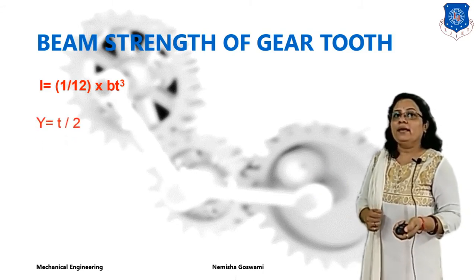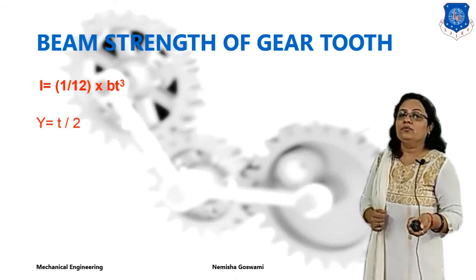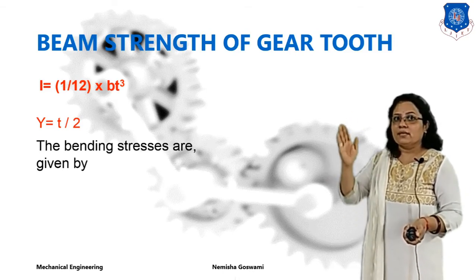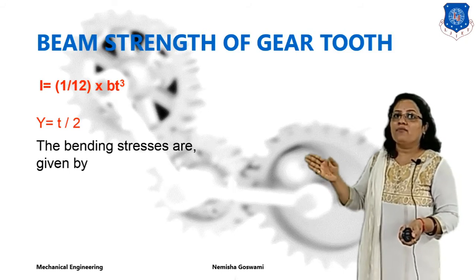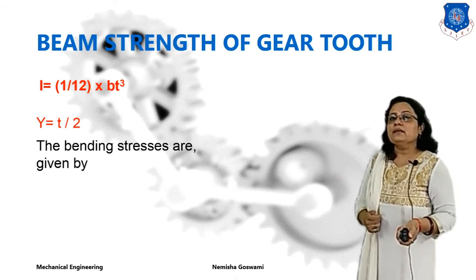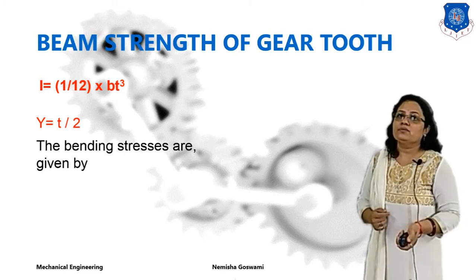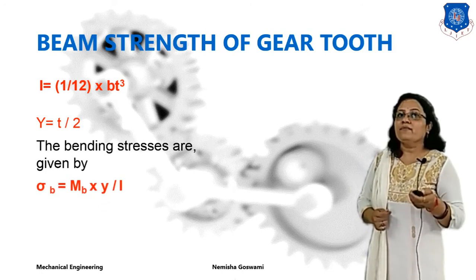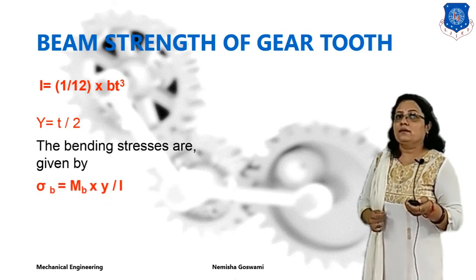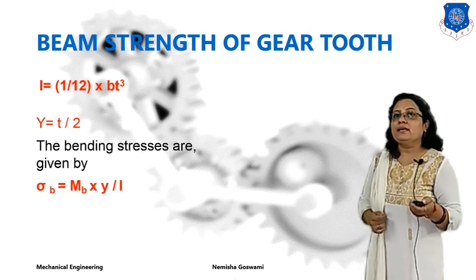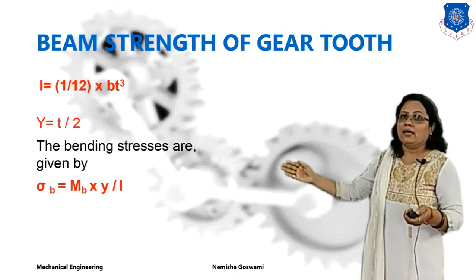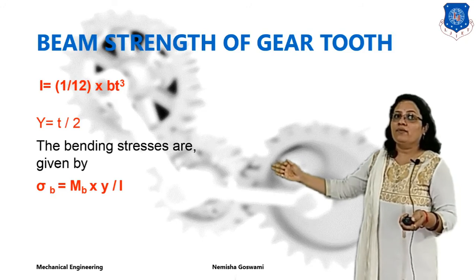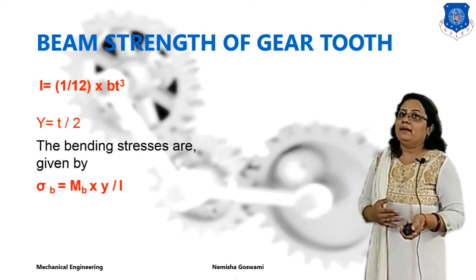Now, what is your Y? Y is the distance, which is equal to T by 2, or if we consider it from the center point, the total distance is half of the tooth thickness. So how do we find the bending stresses? We will use the bending equation. Sigma B divided by Y is equal to MB divided by I. So sigma B is equal to MB into Y divided by I. This is your bending stress.